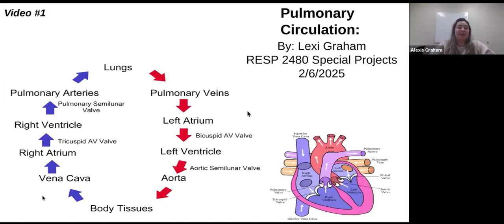So first, you're going to start at the vena cava, go to the right atrium, and then through the tricuspid valve into the right ventricle, and then through the pulmonary valve into the pulmonary arteries to the lungs. Then from the lungs, it goes to the pulmonary veins, to the left atrium, through the bicuspid valve into the left ventricle, through the aortic valve into the aorta, and then out to the body's tissues. So that's just a pretty simple flow chart of how blood gets to the body, deoxygenated being blue and oxygenated being red.